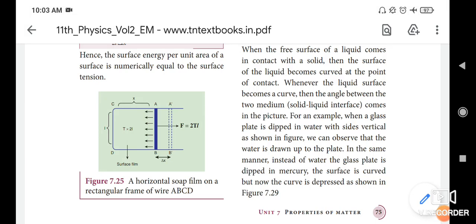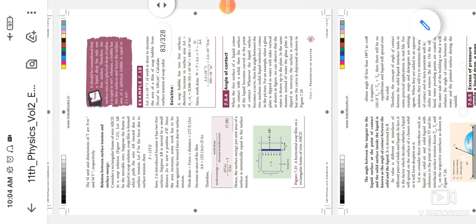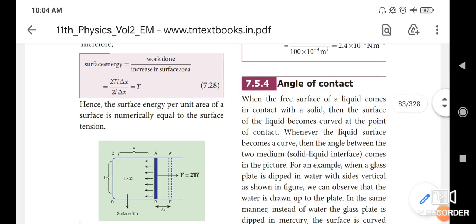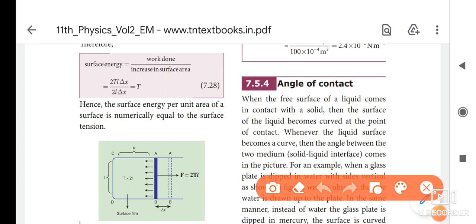Good morning, students. Today we see about the 11th standard physics 7th unit, the continuation of this lesson. Today we see about the angle of contact. What is meant by angle of contact? Anybody knows the answer for this? Okay, I will say the answer.